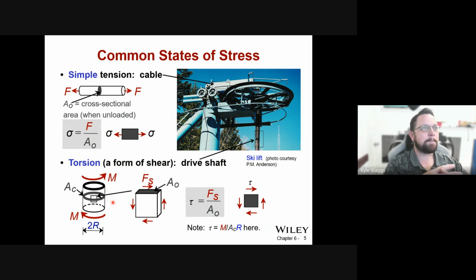Not really. Most of the time it's going to be simple tension that we're modeling. Torsion, however, is that twisting force where a drive motor is trying to twist one end and a load at the other end is trying to resist being twisted. So you have a rotating, counter-rotating M, which is a moment.